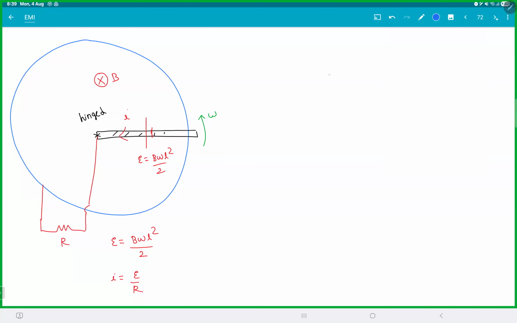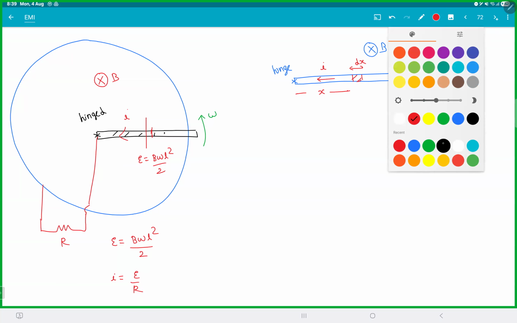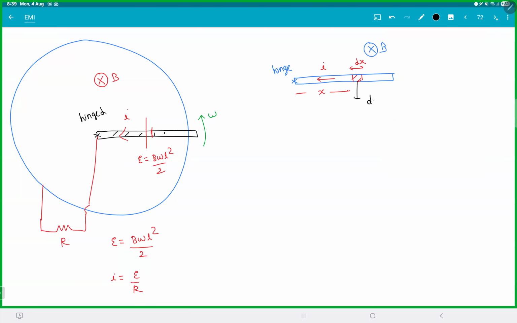So now you got a rod in presence of a magnetic field. This is your hinge. And the current I is flowing this way. Take a small cross section dx at a distance x. On this small cross section, the force will be dF downward. So omega will be this way, but alpha will be this way. Omega and alpha are in the opposite direction.